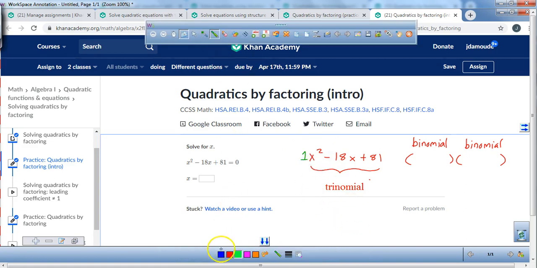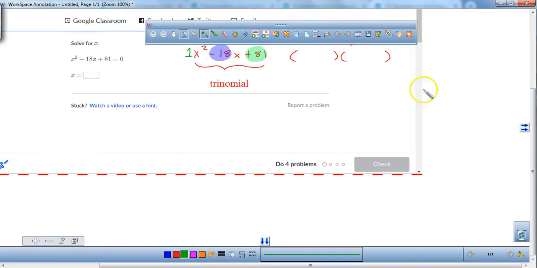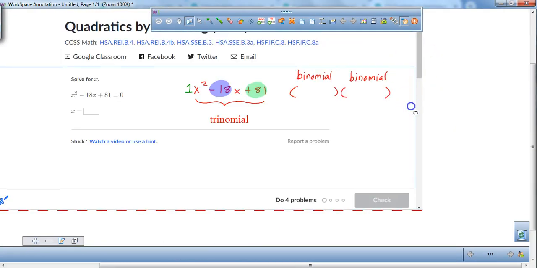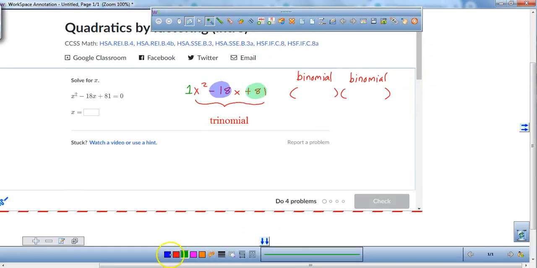I'm going to highlight two very important numbers. We have a coefficient, negative 18, and then the constant at the end, which is 81. And those are going to be very important numbers when we're trying to figure out how to factor this. This is a pretty easy one. Hopefully they'll get a little more difficult, but we're going to start with the easy one.